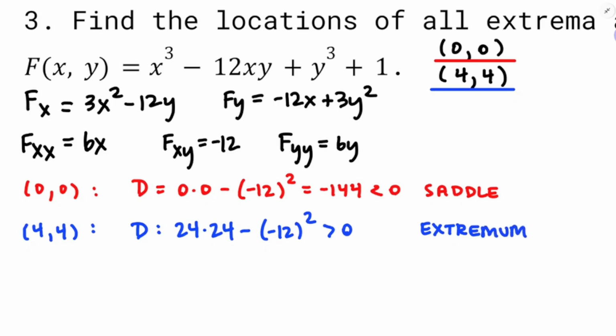If I've got an extremum, then fxx and fyy will both have the same sign. I look back over here, I think they were both positive. So if they're both positive, that means I've got a local minimum. So that's like fxx and fyy both being greater than 0.